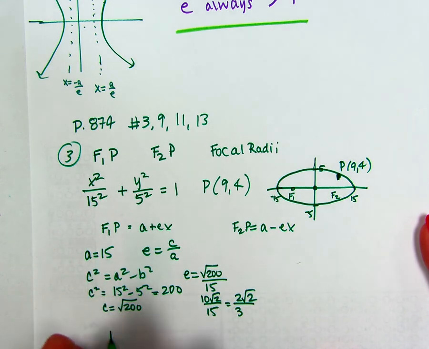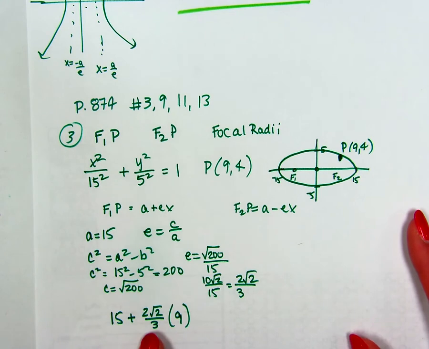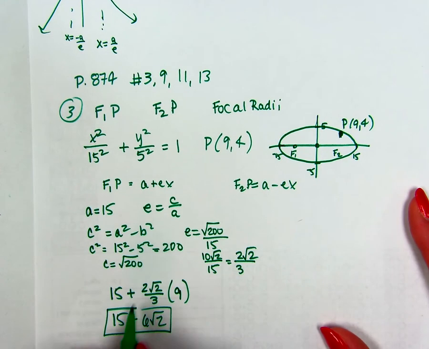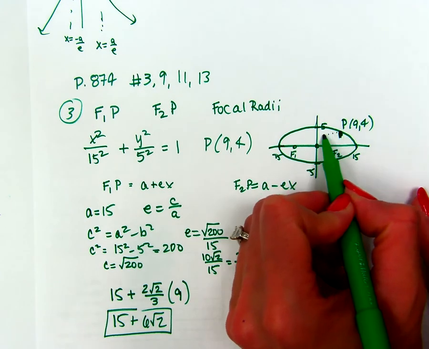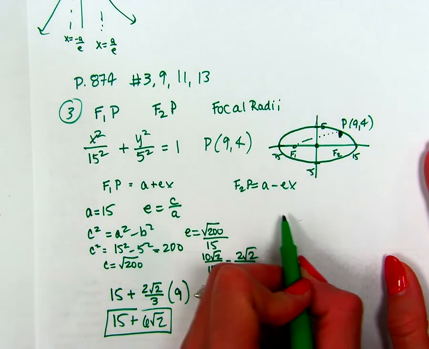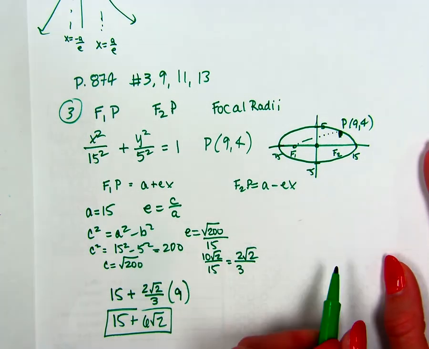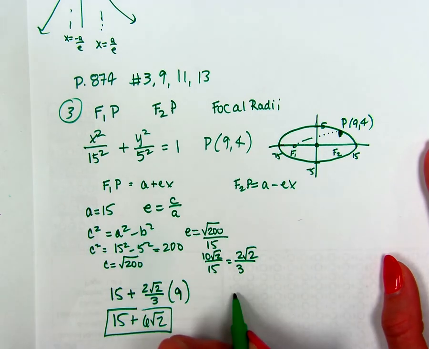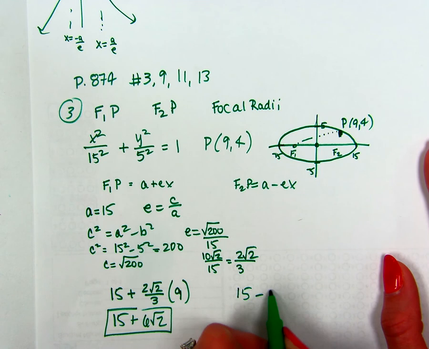Okay, so that I'm going to now substitute in my formula. I have 15 plus e, which is 2 root 2 over 3, times my x-coordinate. My x-coordinate is 9. So that's going to give me 18 root 2 over 3, which is 6 root 2. And that's the distance from this point to my first focal point. And then this one is going to be the same thing, except it's a minus e times x. So it's going to be 15 minus 6 root 2.